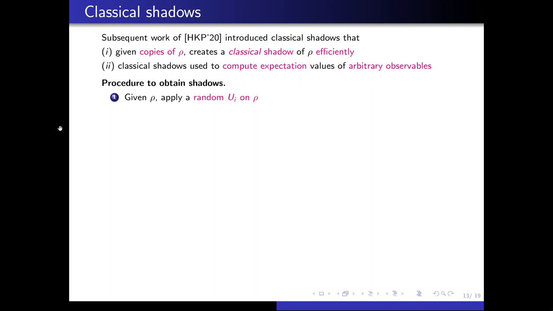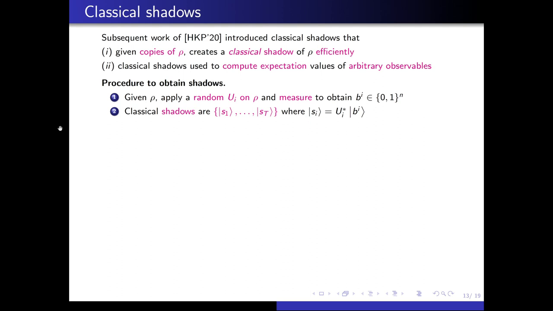Good, let me just describe briefly the procedure to obtain these shadows. You get a copy of this unknown quantum state rho, and you perform a random unitary U_i on rho. You can think of U_i as a random Clifford. Then you apply U_i to rho, so the resulting state is U_i rho U_i dagger, and then you just measure this quantum state in the computational basis. So you get an n-bit string out. And the classical shadow is exactly U_i star applied to this computational basis state b_i.